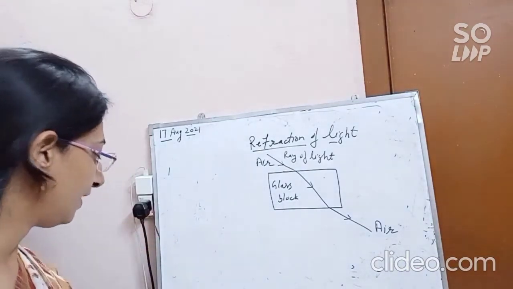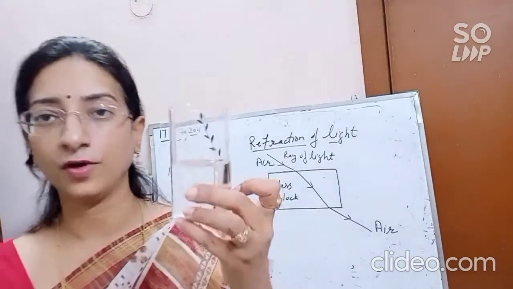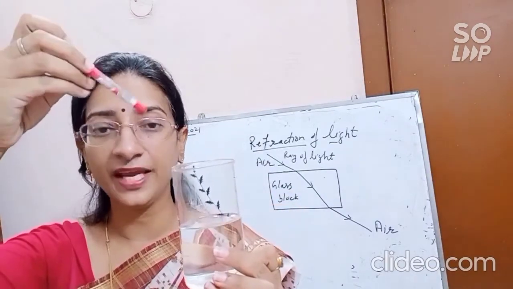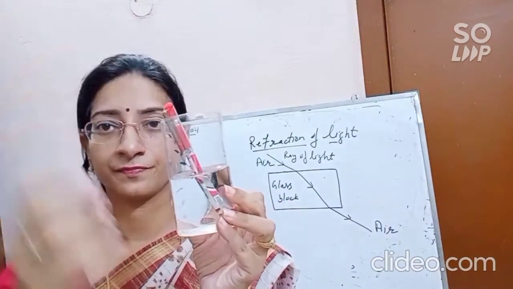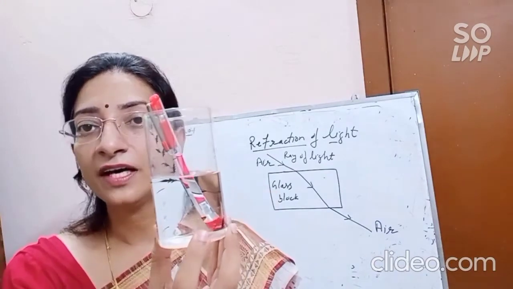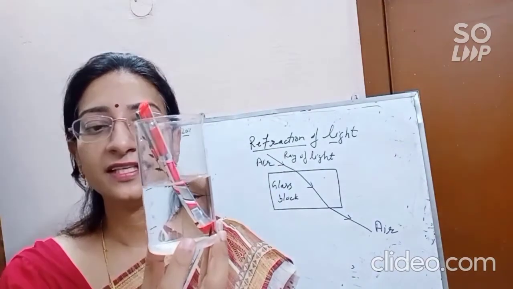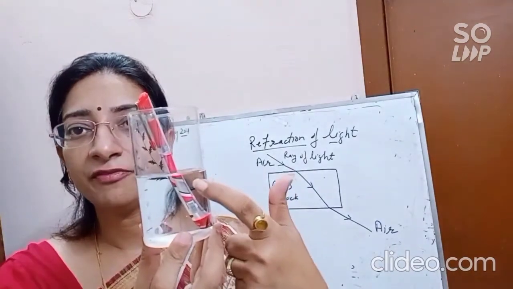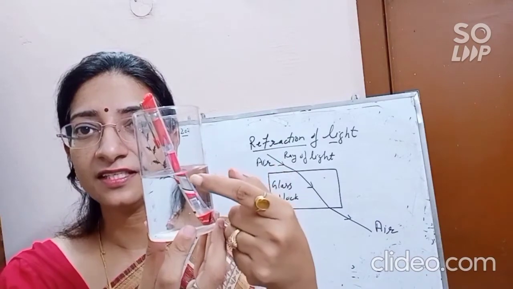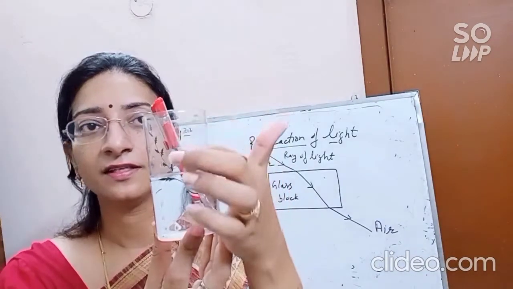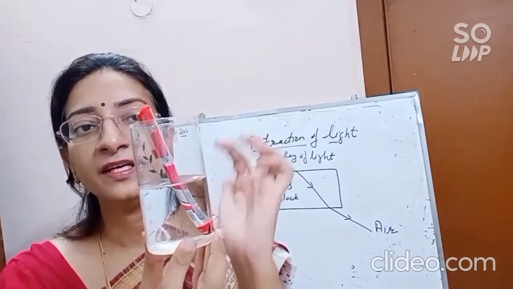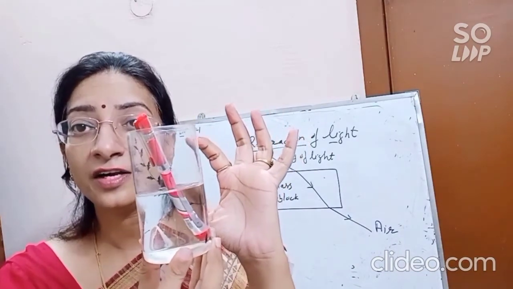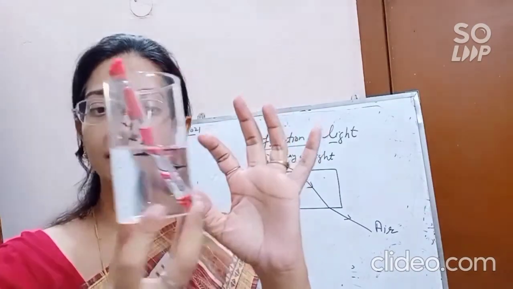For example, if I take this glass of water and I keep this pen inside the water, what will happen? You are easily able to see the difference. This is the line, this is a thick one also, and it bends, right? This is the water medium and this is the air. So this is known as refraction of light. Clear?